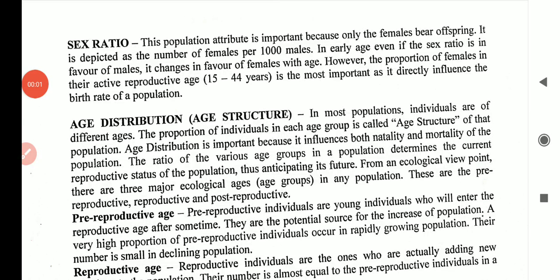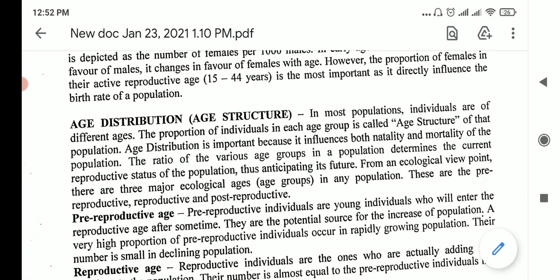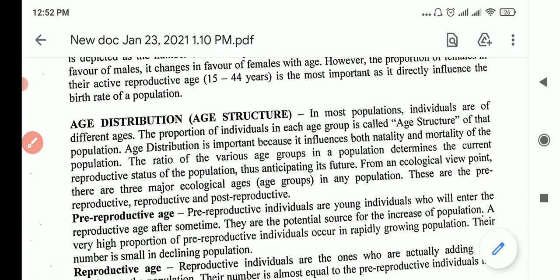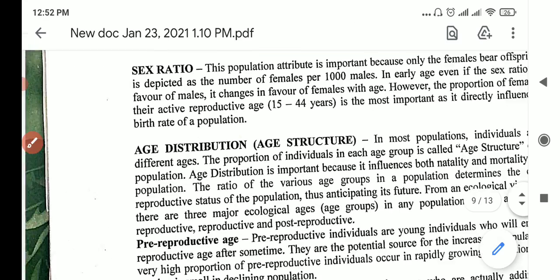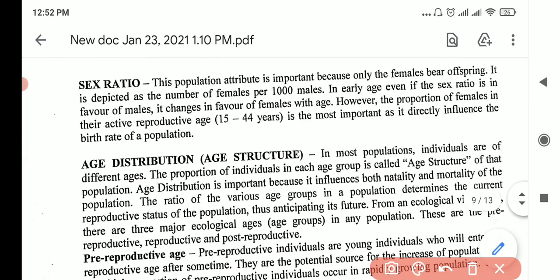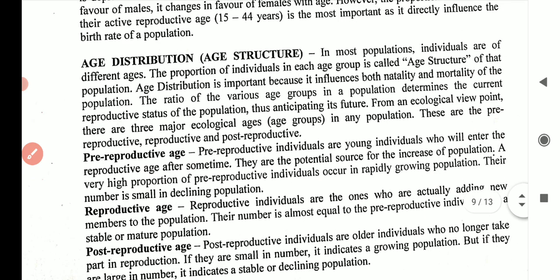Now the sex ratio, I've already told you in the introduction: the number of females per 1000 males. Simply, females per 1000 males. It's how we calculate the birth rate in India. So you can just read from there. You already understood it. Now let's look at the next topic, that is the age distribution or the age structure.